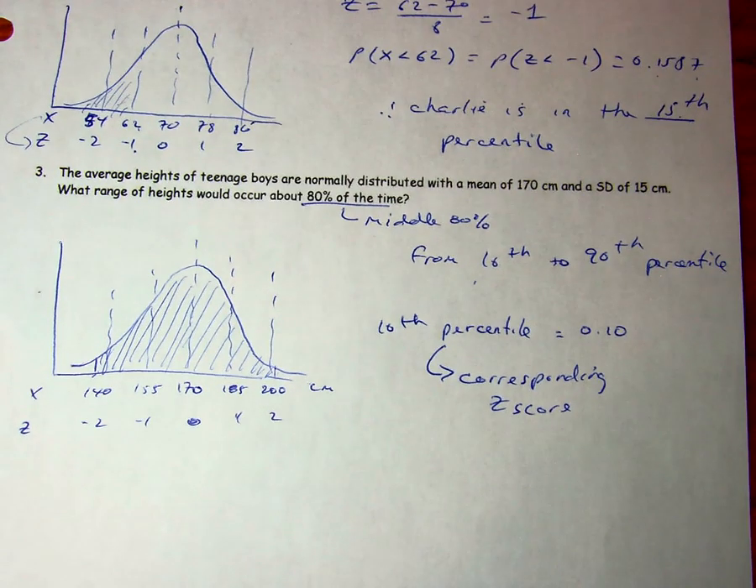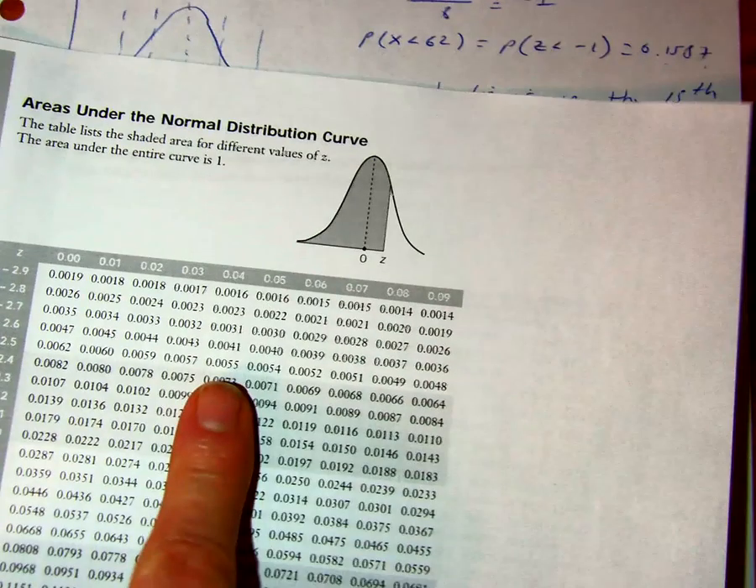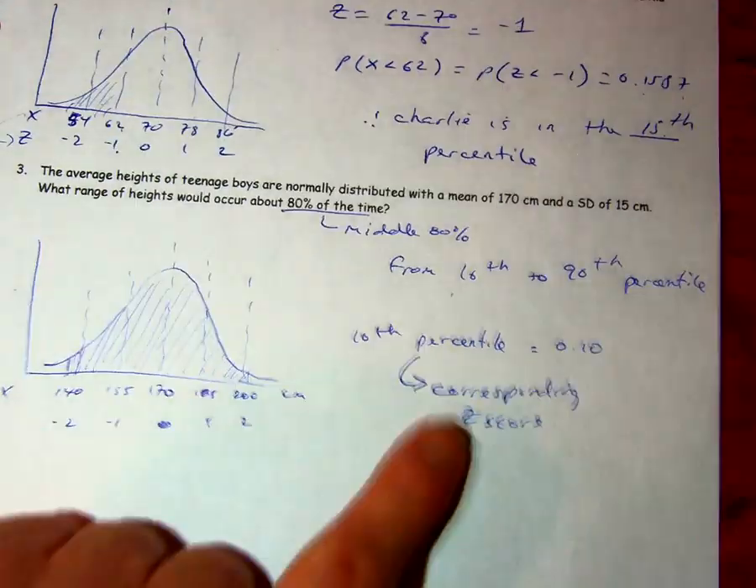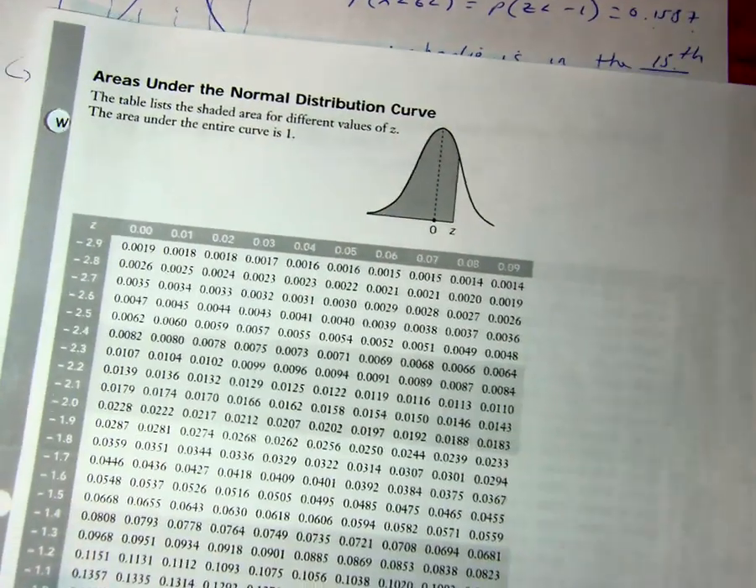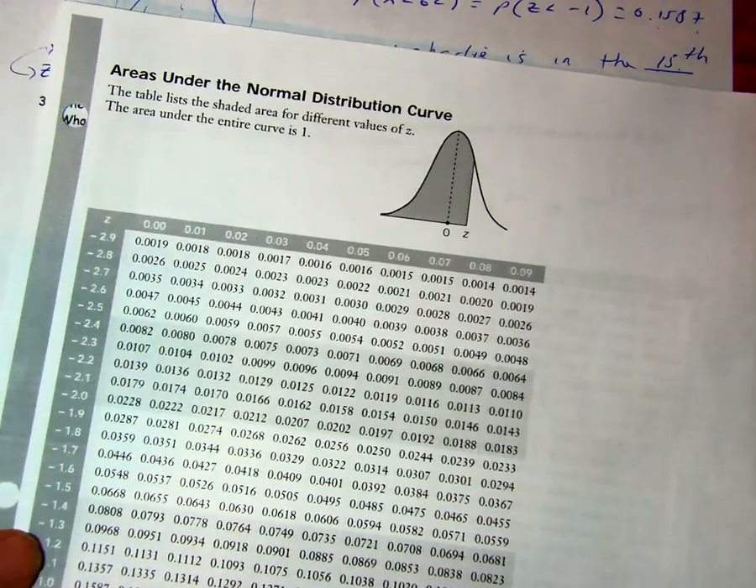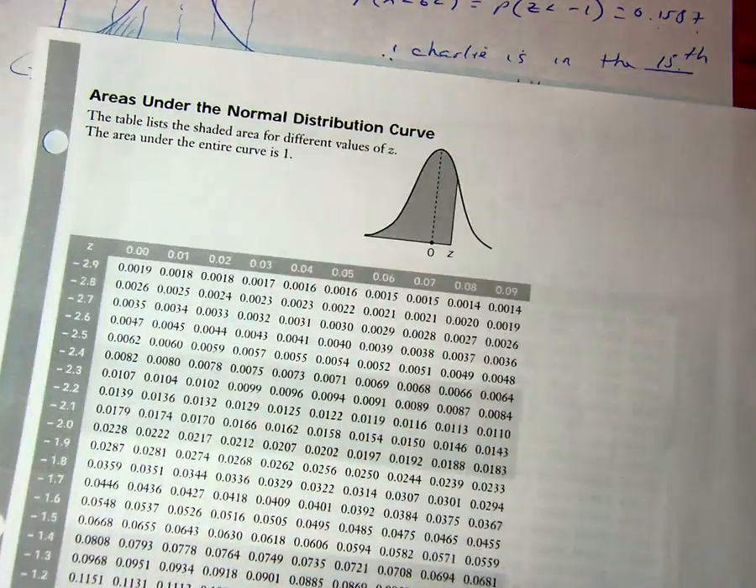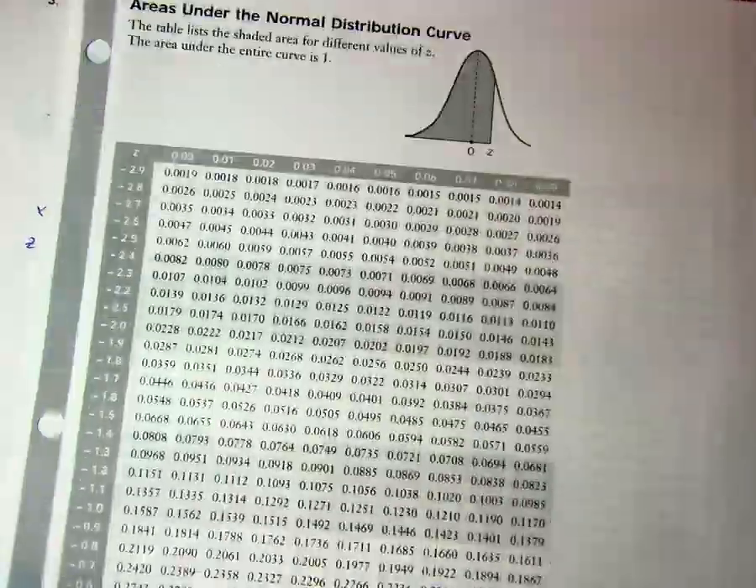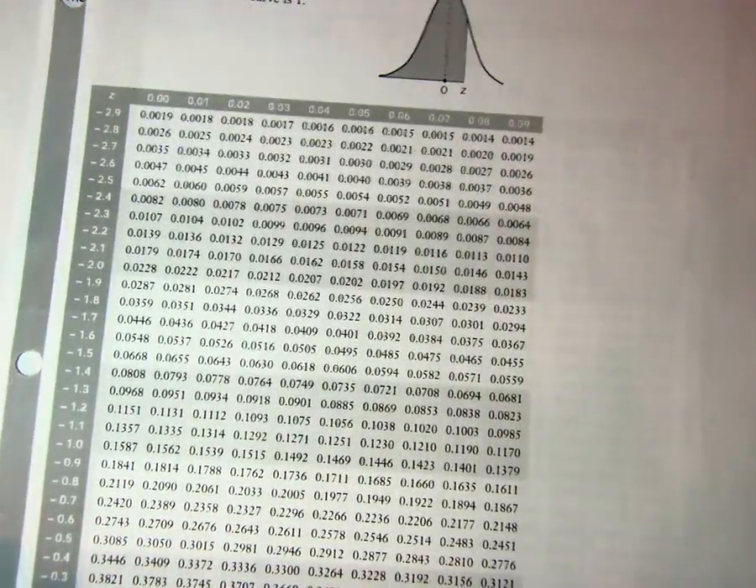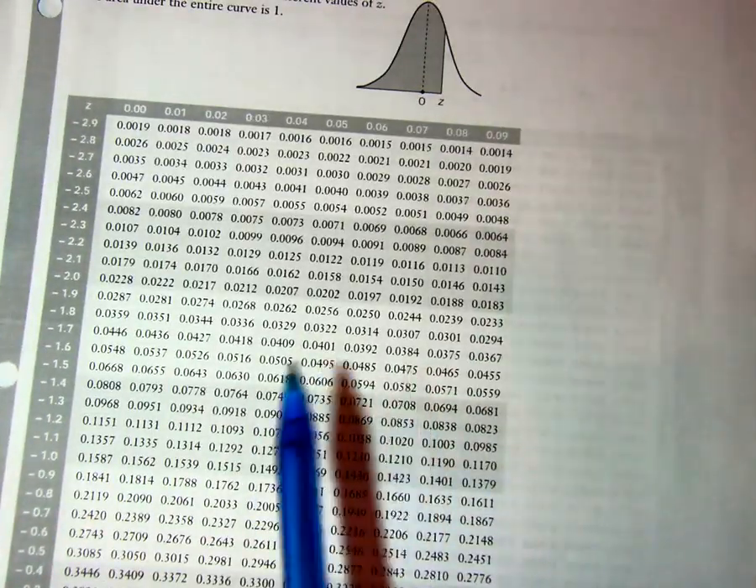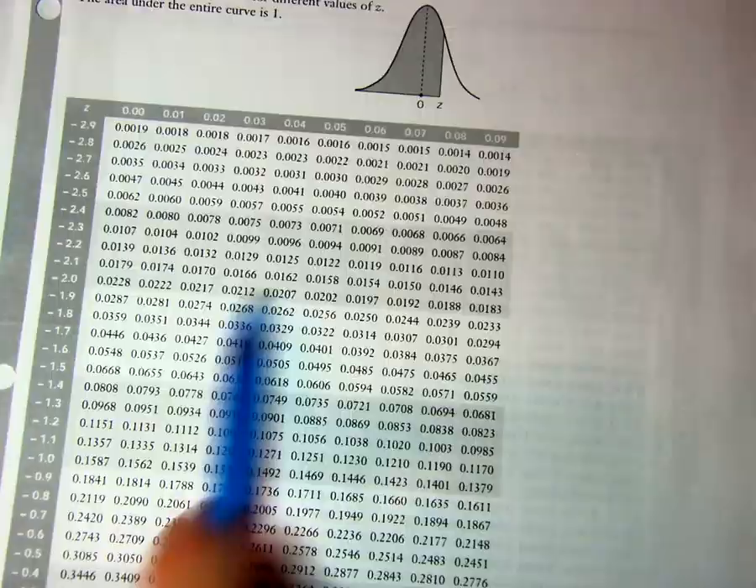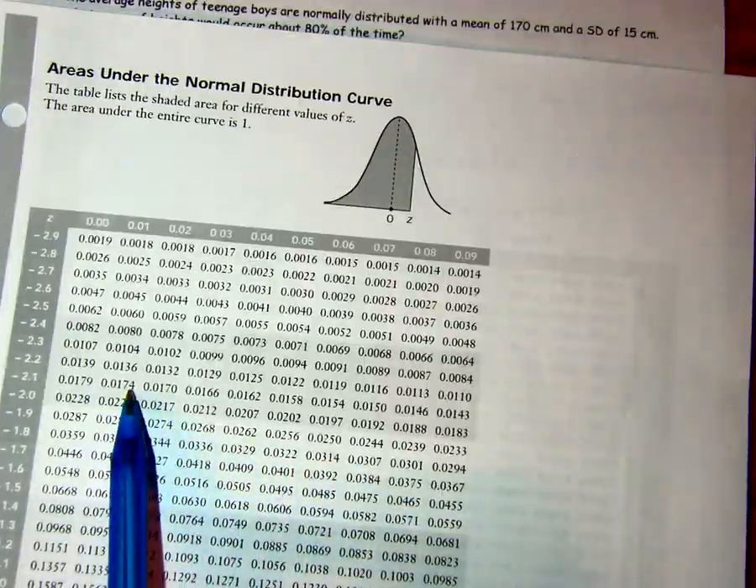Okay, so this time we have the area, and we're trying to find the z-score. Normally we found the z-score, then found the area. Now we have to do it backwards. So 0.1. Where the heck is 0.1?